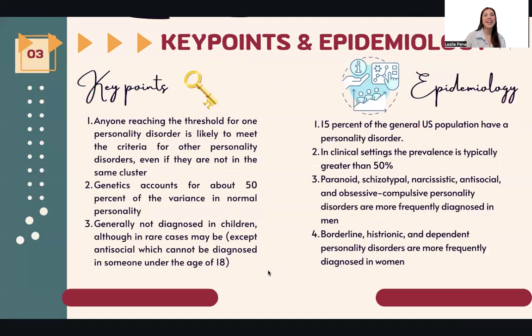Other key points. Anyone reaching the threshold for one personality disorder is likely to meet it for another personality disorder. Genetics account for about 50% of the variance in normal personality. Personality disorders are generally not diagnosed in children, although there can be some exceptions. And 15% of the US population have a personality disorder. In clinical settings, the prevalence is typically greater than 50%.